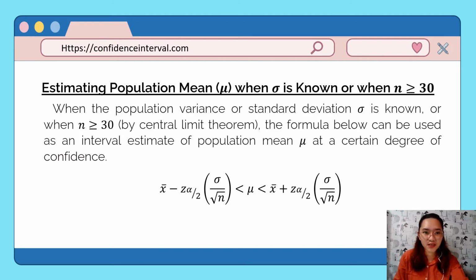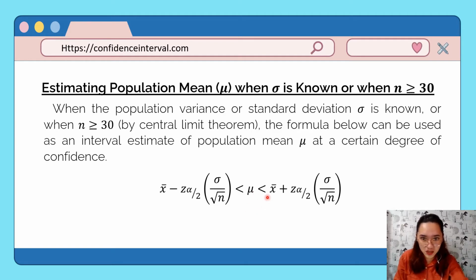Alright, so let's begin on how we estimate population mean when our population standard deviation is known or when our n is greater than or equal to 30. So when the variance or standard deviation is known or given, or when our sample size is large, greater than or equal to 30, by central limit theorem, this formula can be used as an interval estimate of a population mean at a certain degree of confidence.